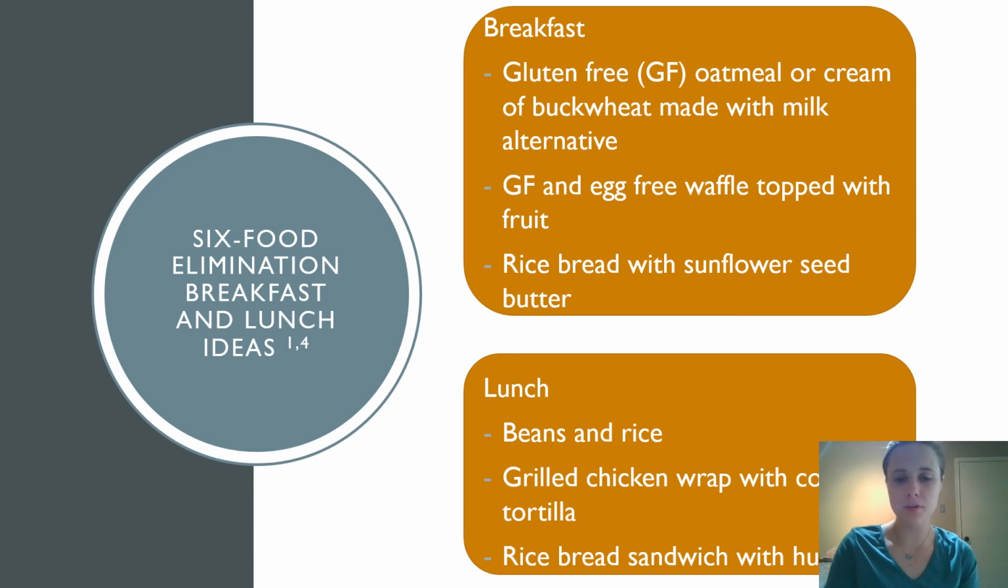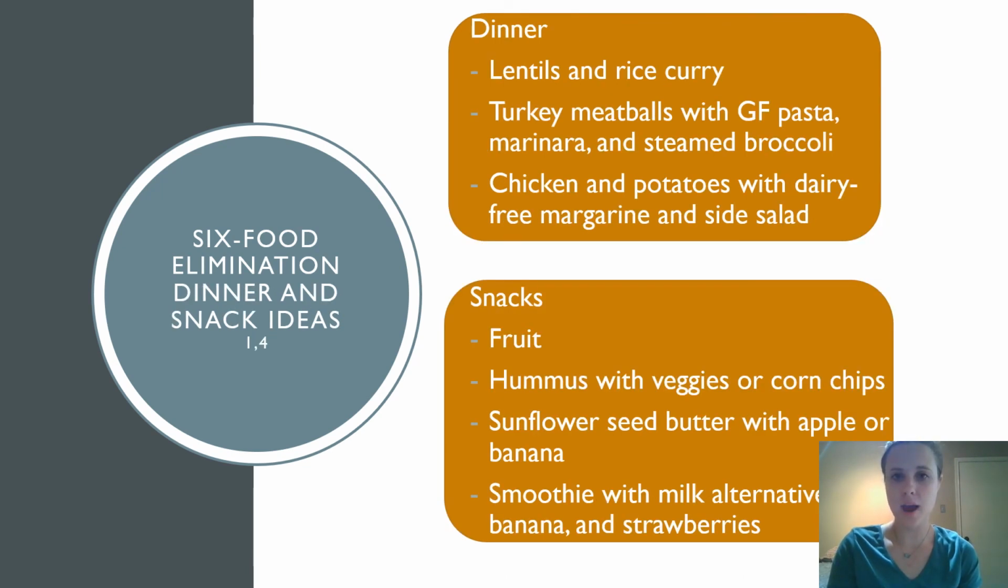And so I just wanted to provide you with some ideas for breakfast and lunch, and then also we have dinner and snacks on the next slide. So as you can see, with breakfast, there's gluten-free options, rice bread. There's also for lunch, beans and rice or corn tortillas. And then for dinner, we have lentils. You could make homemade turkey meatballs with gluten-free pasta. And then for snacks, we have hummus with veggies or corn chips and a smoothie made with milk alternatives.